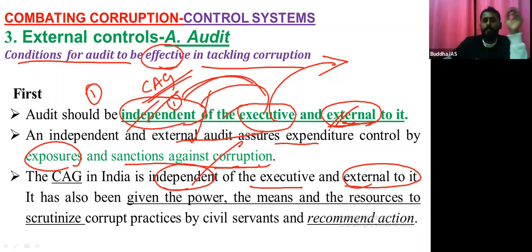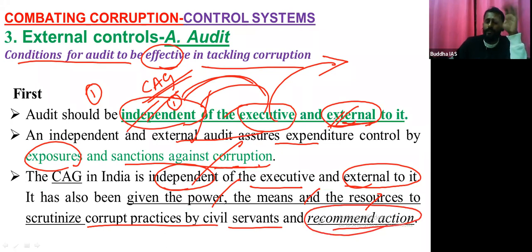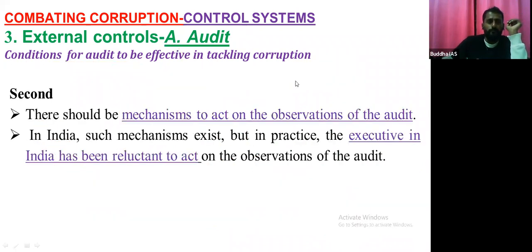It has also been given the power, means and resources to scrutinize corrupt practices by the civil servants and recommend action. So here too, CAG is not taking any decision. They are in the form of only recommendation. This also can be taken as one of the limitations. To make audit effective, their recommendation should be binding. If that is there, it will be effective to a greater extent.